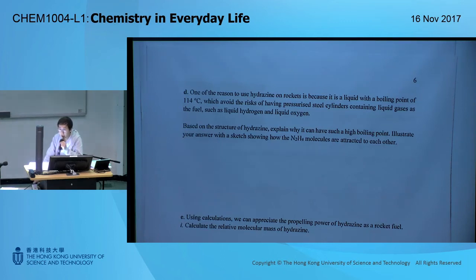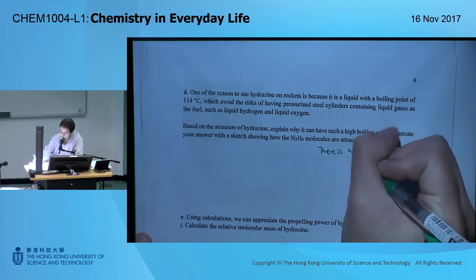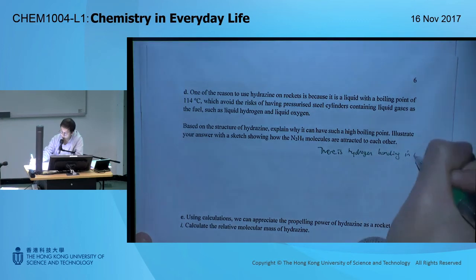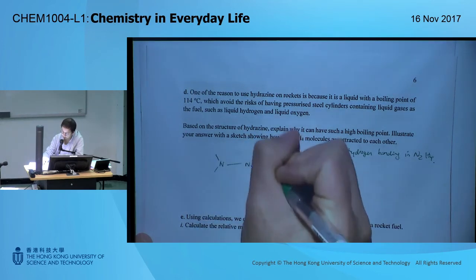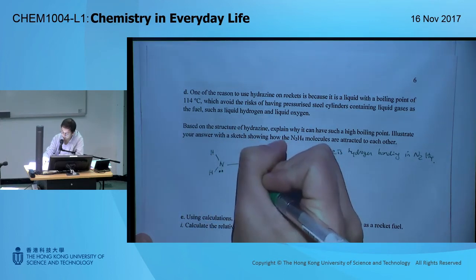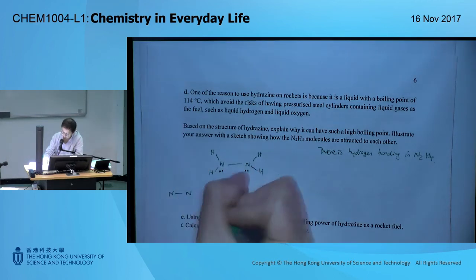So here we have a bonding which is similar to water. This is a hint because it has a very high boiling point, and it hints to hydrogen bonding. So you have to identify that there is hydrogen bonding in N2H4 because it satisfies the requirement. So you can draw a structure of N2H4 here with the lone pairs on the nitrogen, and you have to draw another one next to it.